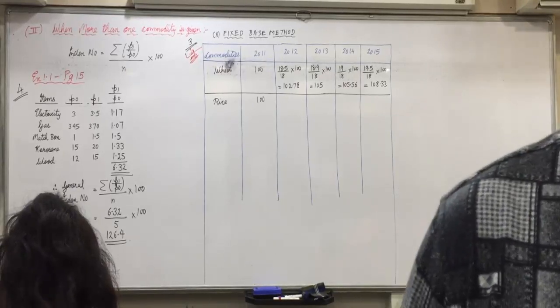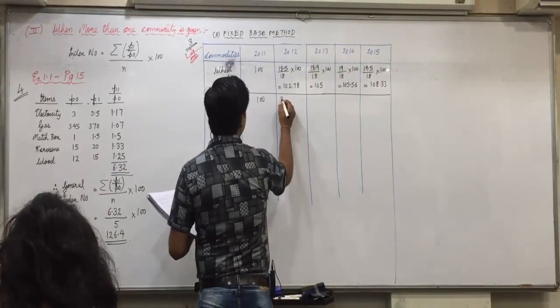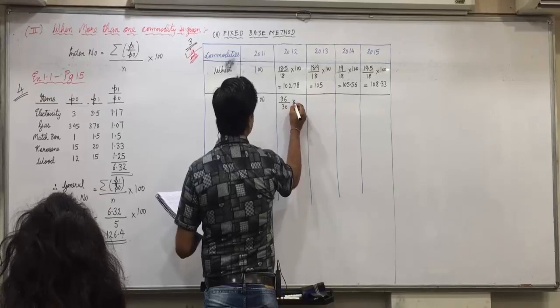How do you get that? 36 divided by 30 into 100, 120. Next.